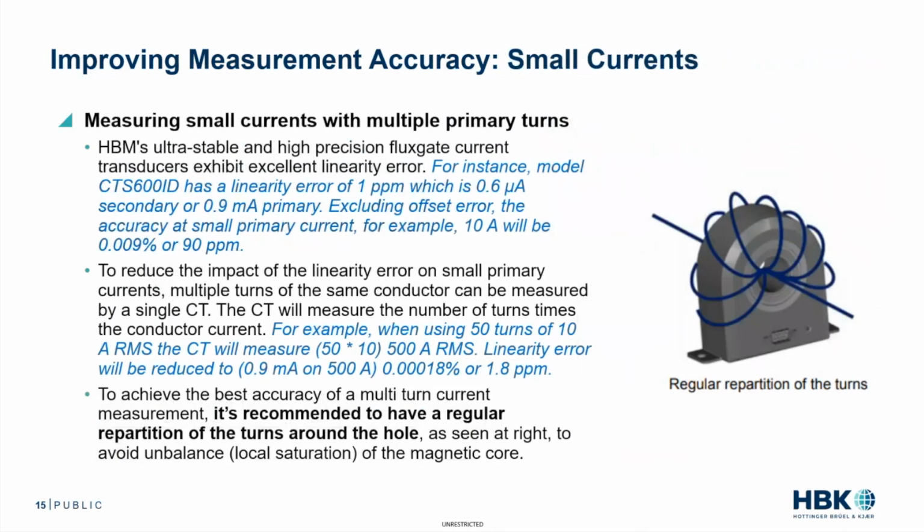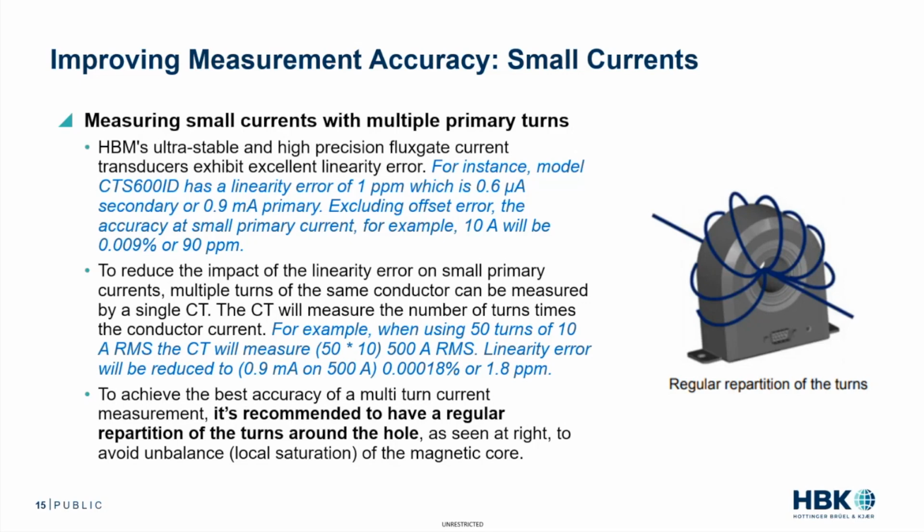Now, sometimes you're having to measure a small current. Maybe the dyno is operating in a no load condition, and so currents are not as high as they normally would be. They're going to have significantly low currents in that case. And one solution is to use multiple primary turns.